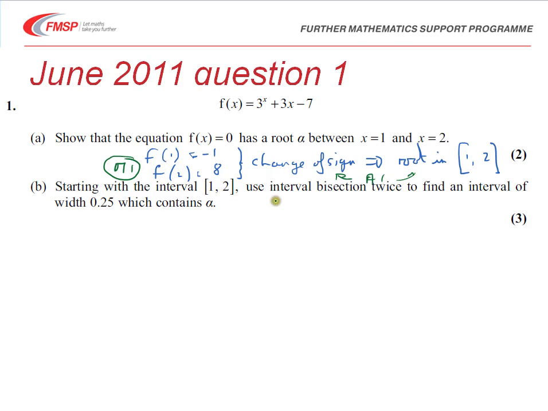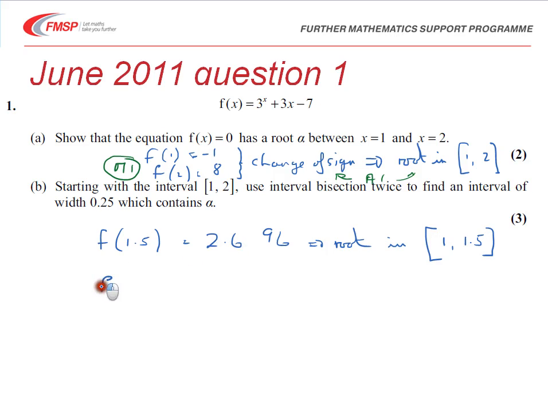The second part of the question says use interval bisection twice to find an interval of width 0.25. So this time then, well, we must go for the midpoint, f of 1.5. That turns out to be 2.696. Importantly, it's positive, and so the root is now in the interval between 1 and 1.5. So it's changing sign between f of 1, which was negative, to f of 1.5, which was positive.